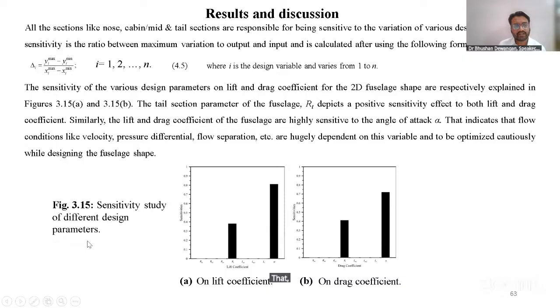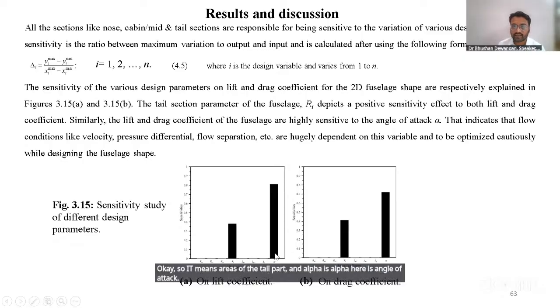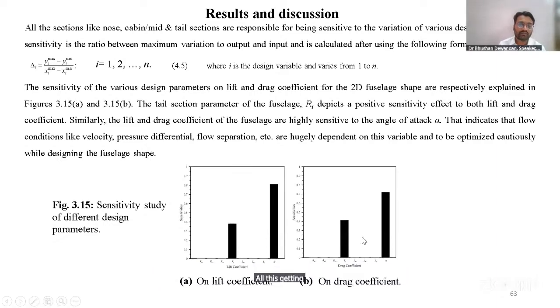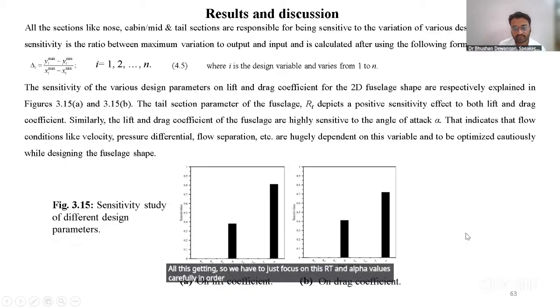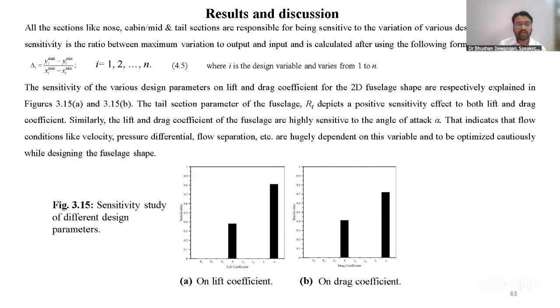In this sensitivity study of different design parameters based on the lift coefficient, you can see the most sensitive parameter is RT. RT means radius of the tail part, and alpha is the angle of attack. The angle of attack is very essential, and we have to look at how these behave. So we have to focus on RT and alpha values carefully in order to have efficient lift and less drag.